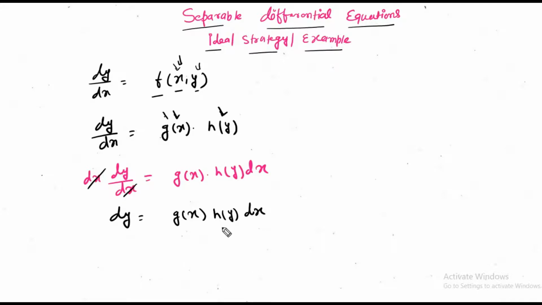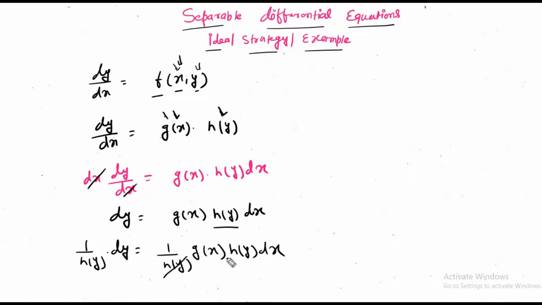Now if we move h of y from the right side to the left side, then h of y is separate from g of x into dx. So if we multiply by 1 by h of y on both sides, 1 by h of y into dy is equal to 1 by h of y, g of x and h of y into dx. Here h of y and h of y cancel out, so the equation becomes 1 by h of y dy is equal to g of x into dx.